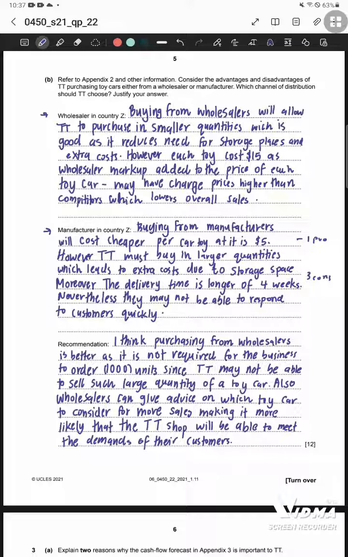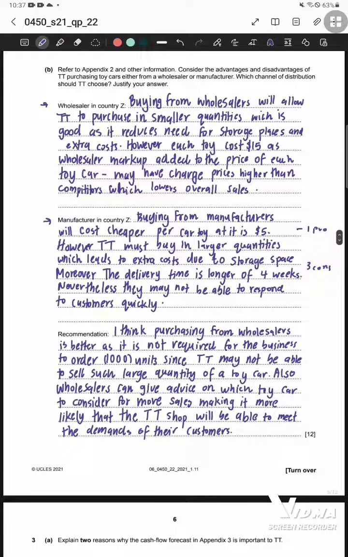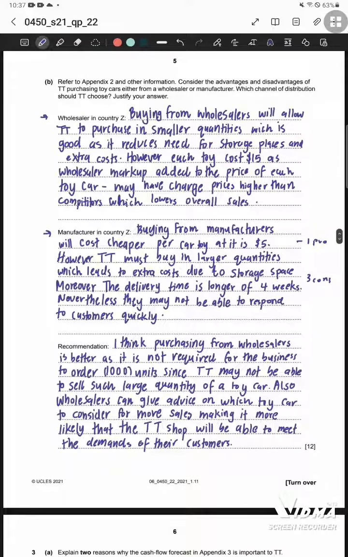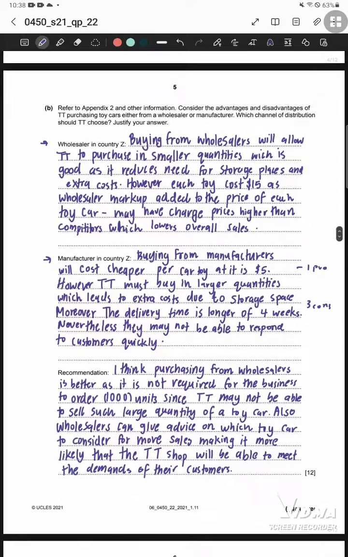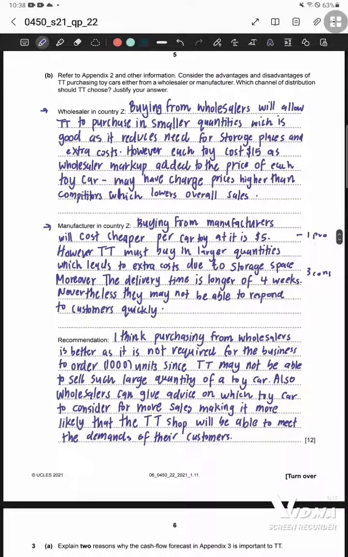Also, wholesalers can give advice on which toy car to consider for more sales, making it more likely that the TT shop will be able to meet the demand of their customers, because wholesalers usually sell to many companies and they know which product sells the best, so they will usually tell you. Also, you can write it takes less time. That's another advantage, and you can check your marking scheme for more possible answers, but I chose these and this is the way you arrange them.